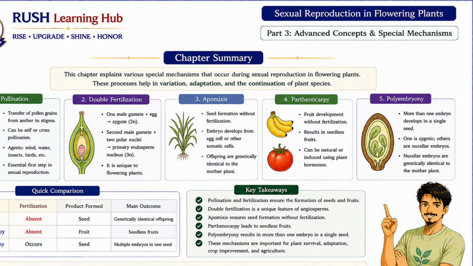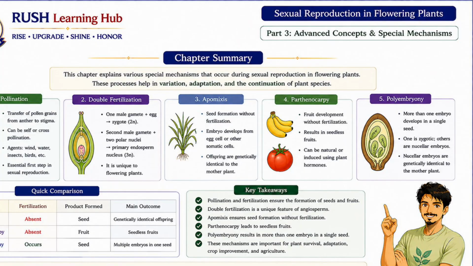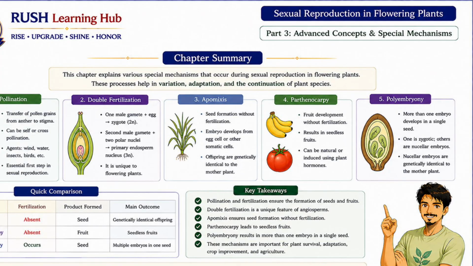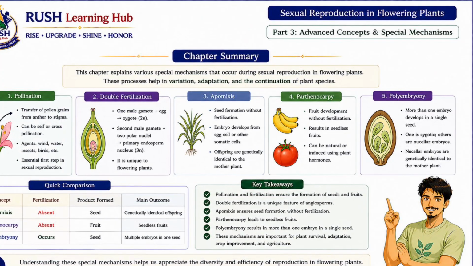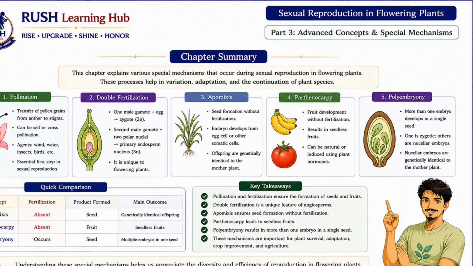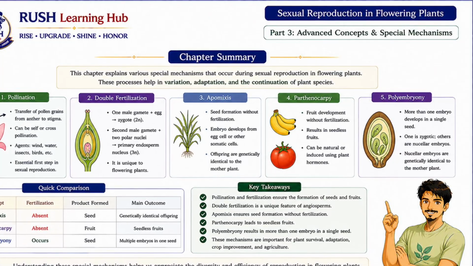Final revision formula. Remember these three key definitions. Apomixis: seed without fertilization. Parthenocarpy: fruit without fertilization. Polyembryony: more than one embryo in a seed. If you remember these concepts clearly, you will be able to answer many NCERT, board examination, and NEET questions with confidence.